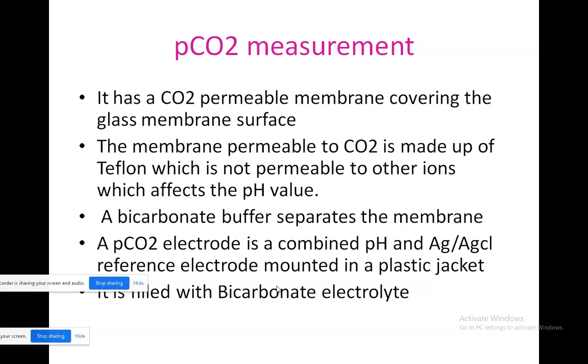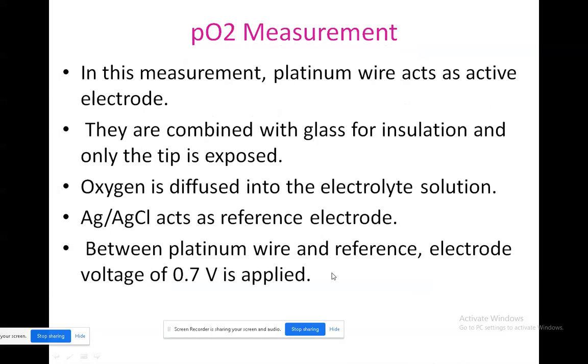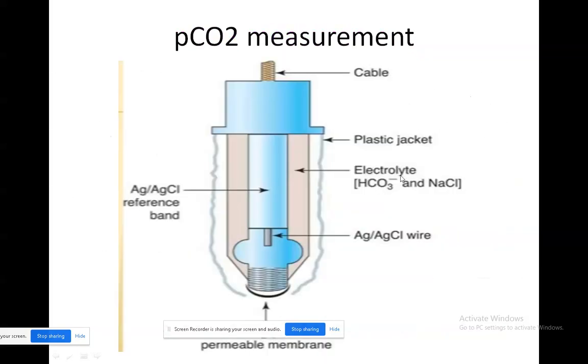The last point: it is filled with the bicarbonate electrolyte, bicarbonate electrolyte or sodium chloride.